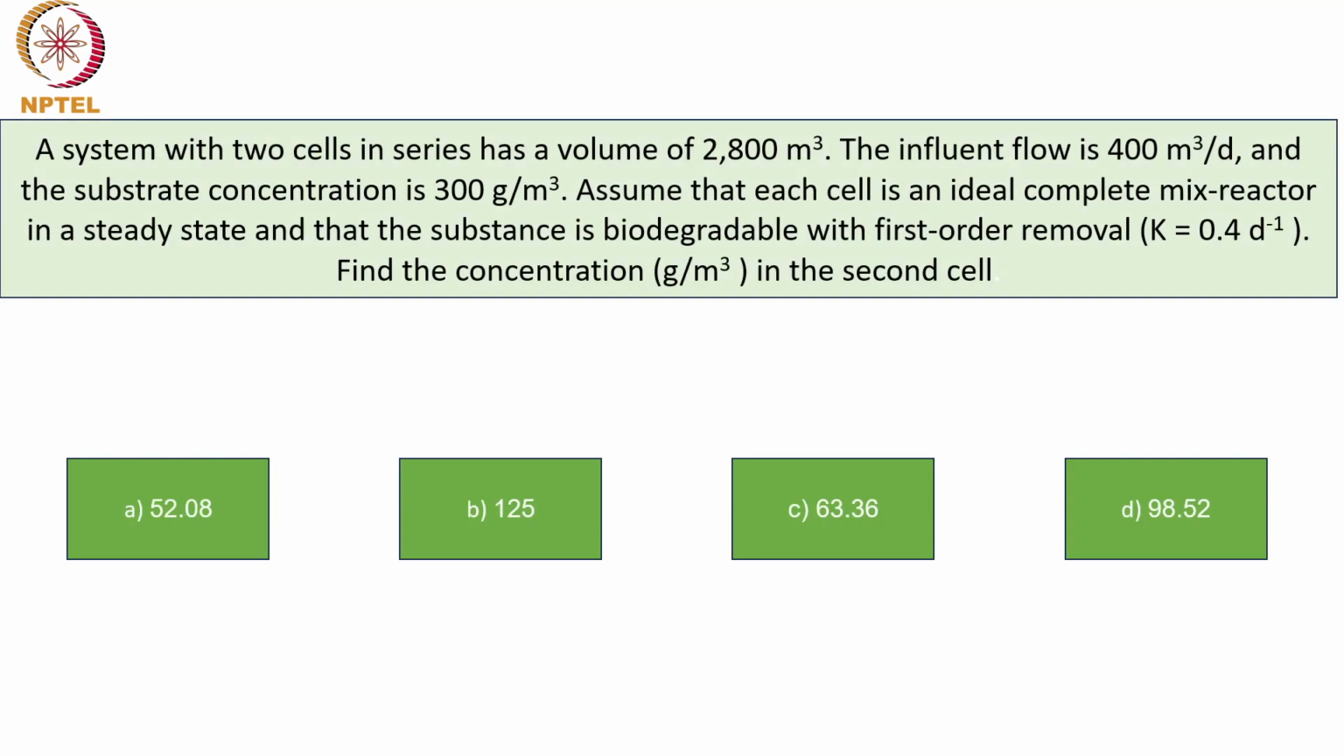Again, now we'll move to the next question. A system with two cells in series has a volume of 2800 meter cube. The influent flow Q is equal to 400 meter cube per day, and the substrate concentration S is 300 gram per meter cube. Assume the cell is an ideal complete mix reactor in steady state and the substance is biodegradable with first order removal K equal to 0.4 per day. The concentration in the second cell they have asked. Okay, so I'll show the formula.